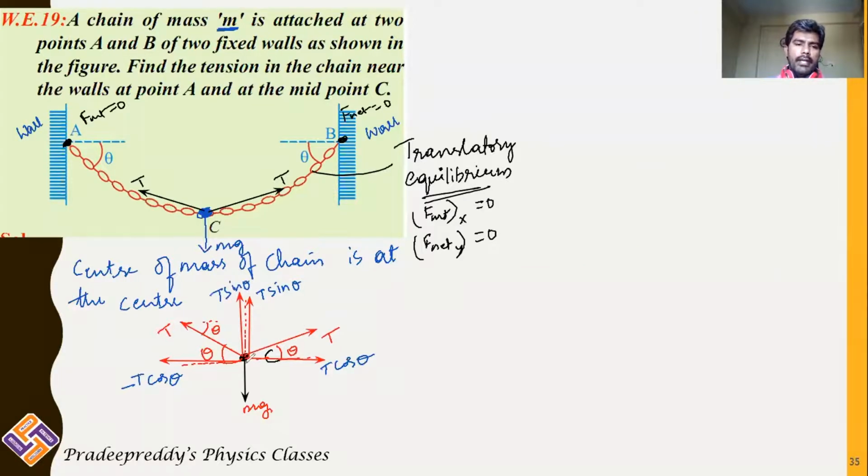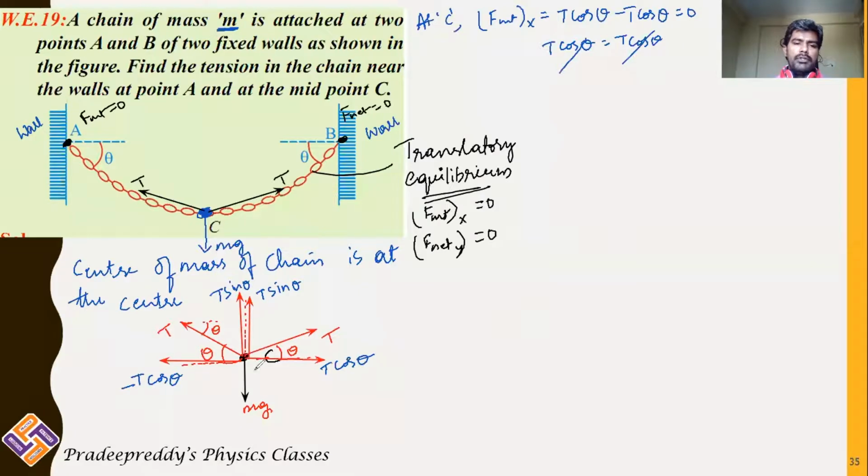Now at point C you can use F net is equal to 0 along the x-axis as well as the y-axis, as the system is in translational equilibrium. At C, F net along the x-axis is T cos theta minus T cos theta, which is equal to 0. So both forces are balancing. As a result, T cos theta is equal to T cos theta. They cancel each other, so net force will be equal to 0.